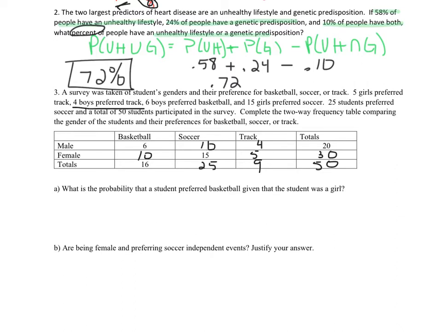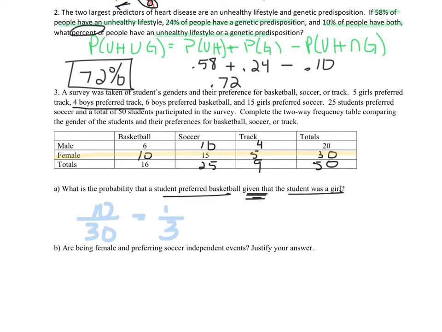Okay. So the first question they ask is, what's the probability that a student preferred basketball given that they're a girl? When you see the word given, that means that that is a condition. It's a conditional probability, which means that we are only going to choose from the females. So I'm going to highlight the female row because the condition is being female. And I want the females that preferred basketball. So that would be 10 out of 30. You can reduce that to 1/3 if you'd like, and that's your answer.